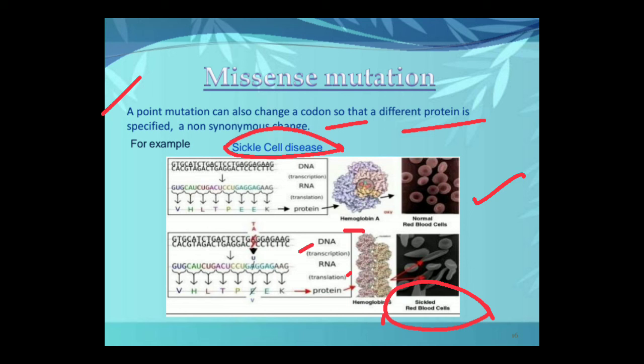What is the change you can see? You can see the change here. This is the point of mutation. If this point mutation occurs, then you will see that normal red blood cells are not produced. Instead of that, a sickle red blood cell is produced.